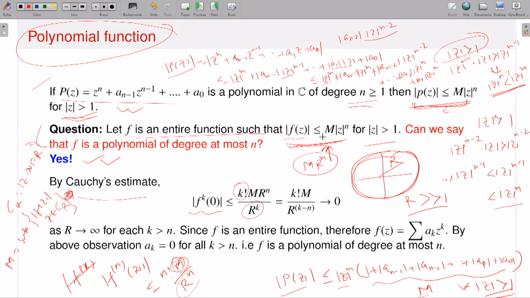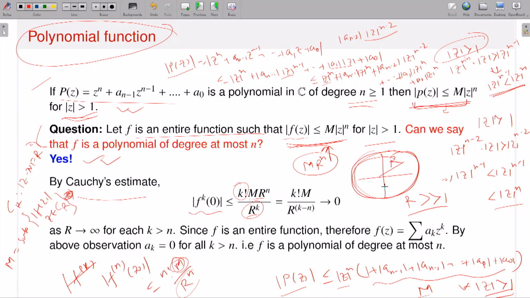Because the absolute value of f(z) is dominated by M times mod z to the power n, what is the value of mod z here? This is r. So therefore r to the power n. So this is actually dominated by k factorial times M times r to the power n divided by r to the power k. I hope this is clear.